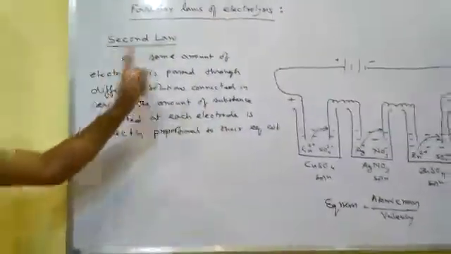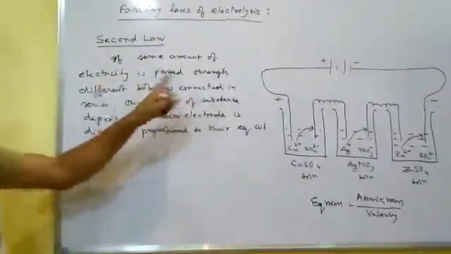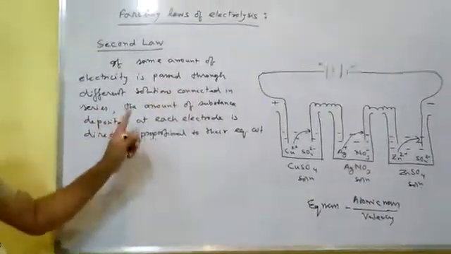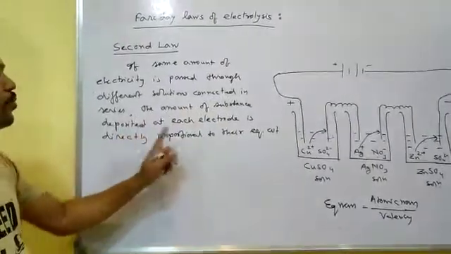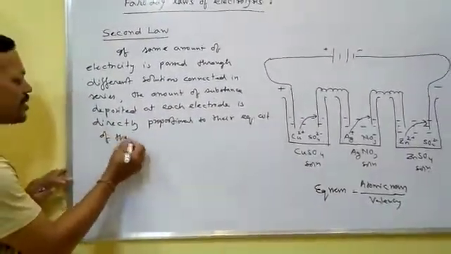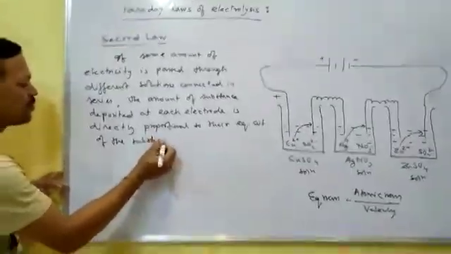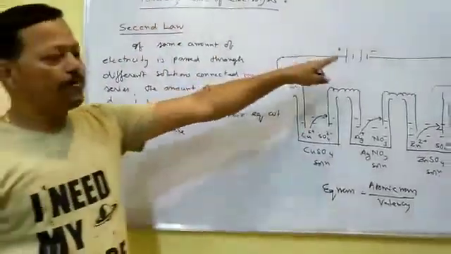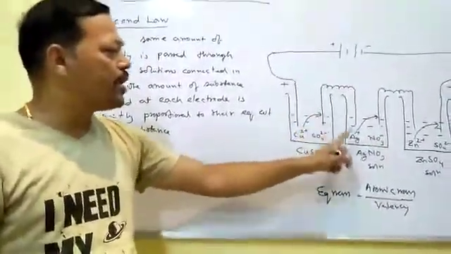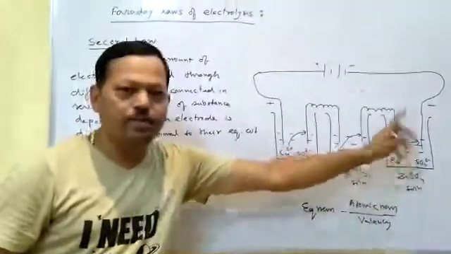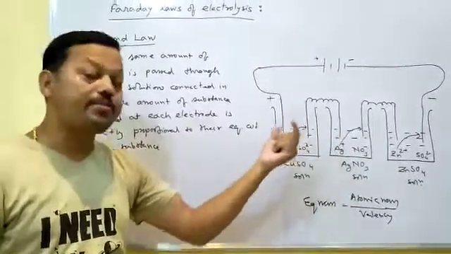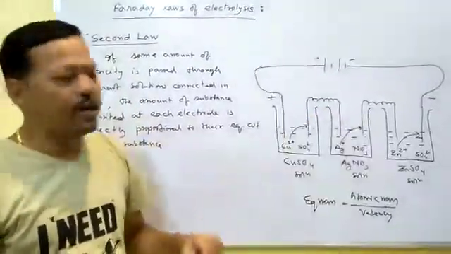Have you got it? If the same amount of electricity is passed through different solutions connected in series, the amount of substance deposited at each electrode is directly proportional to their equivalent masses, I mean equivalent weight of the substance. That means when you apply a similar amount of electricity through these different solutions, how much copper will deposit, how much silver will deposit, how much zinc will deposit, it mainly depends upon their equivalent masses.